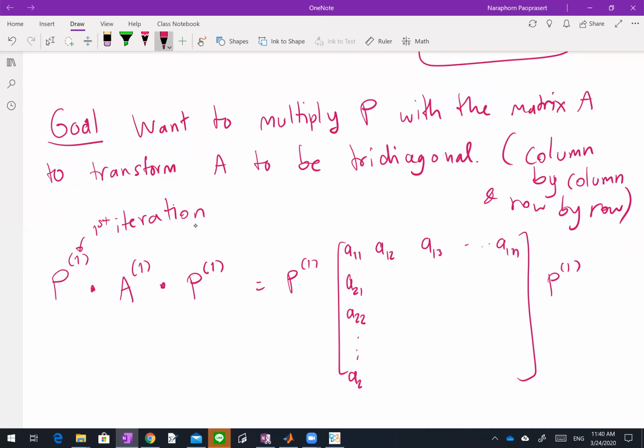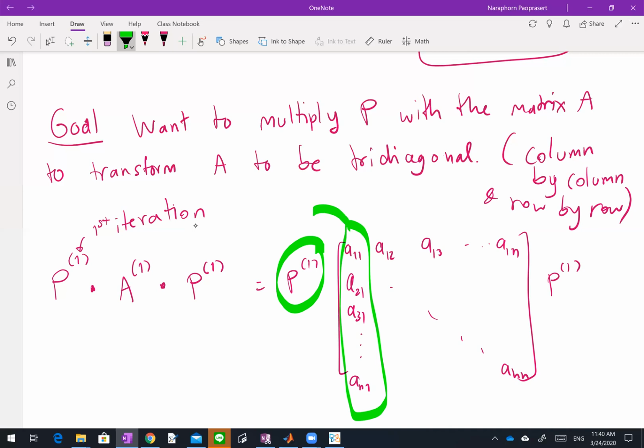Sorry, my bad. A21, A31 up until AN1, everything up until ANN. So if you have this multiplication, what the Householder method is suggesting is that you multiply this P with this first column of A.